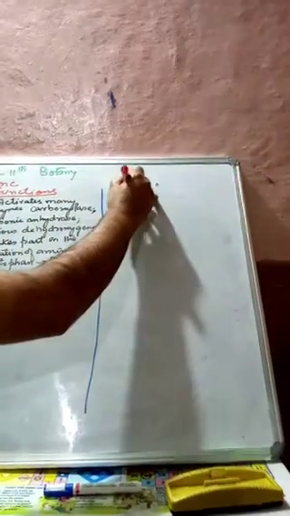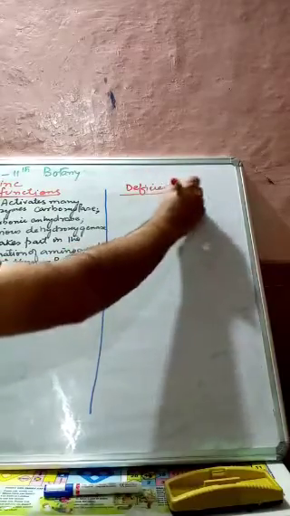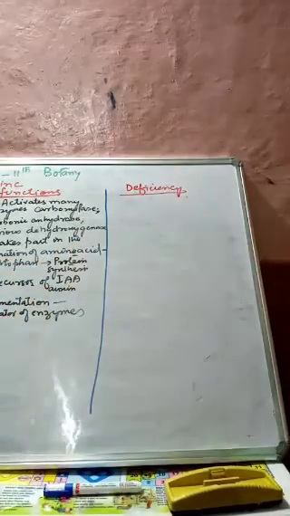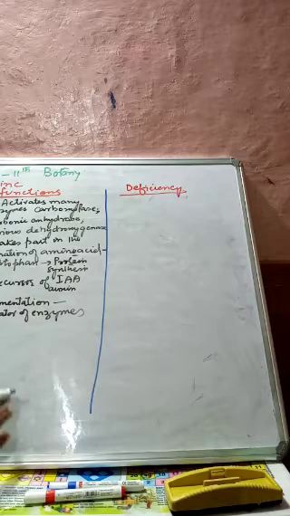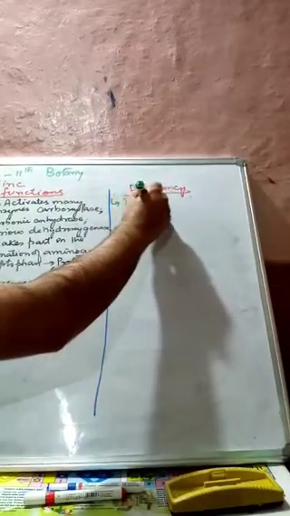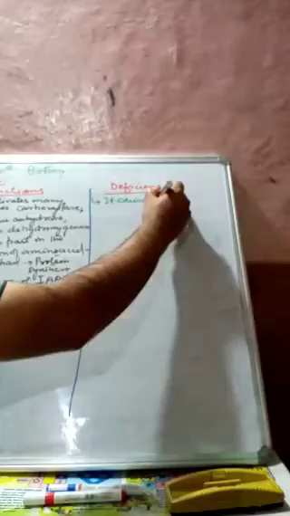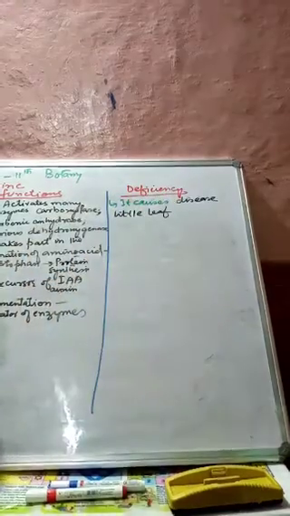Now, what will be its deficiency? What are the various deficiencies if this zinc is less present in the plant? First one, it causes a disease. Very important. What is the name of this disease? The name of this disease is little leaf.